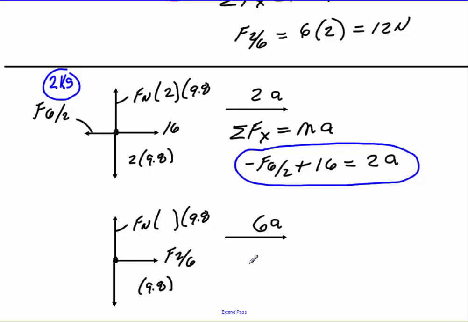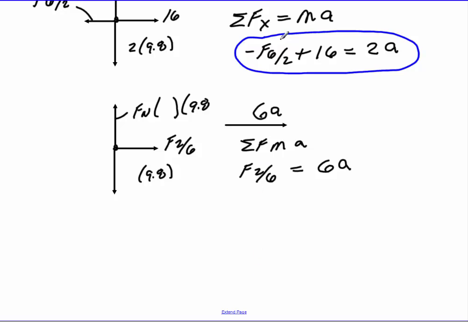The force you have there, same thing. Summation of forces is equal to mass times acceleration. Force of 2 onto the 6 must equal 6a, right? Okay. So now you have that equation. Take this right here and plug it right back in there, and you solve the problem.